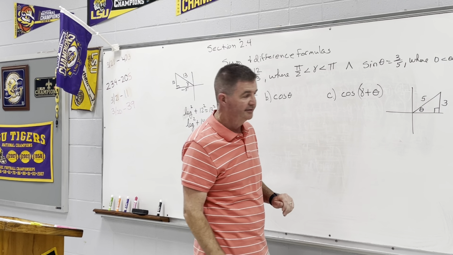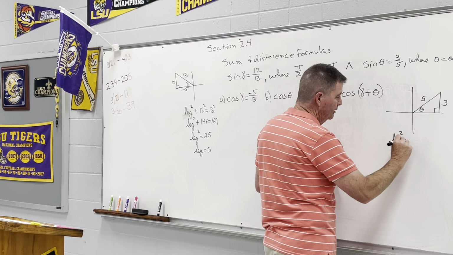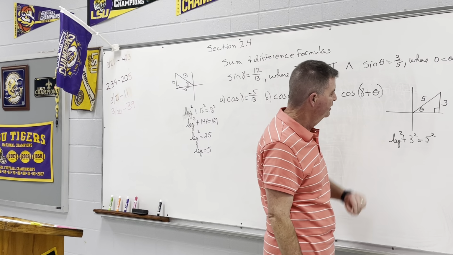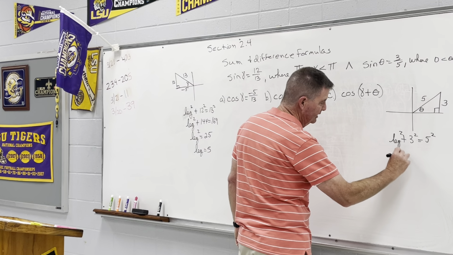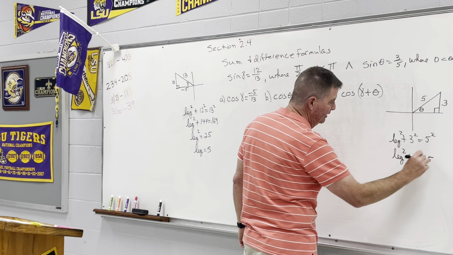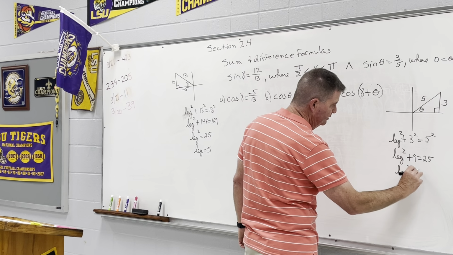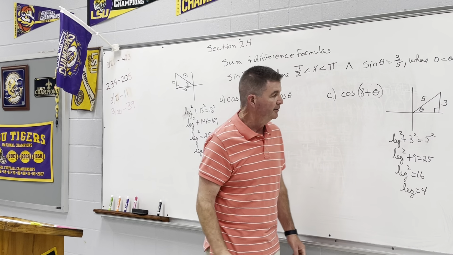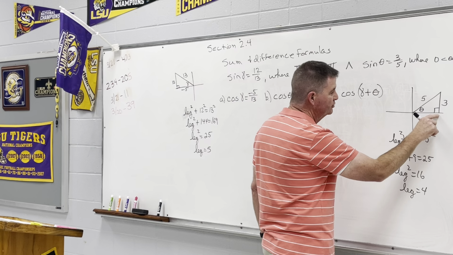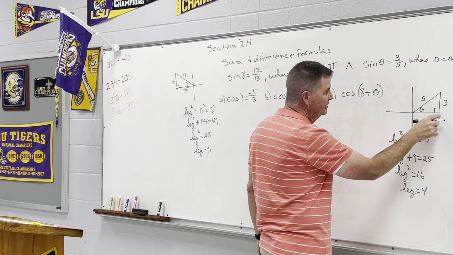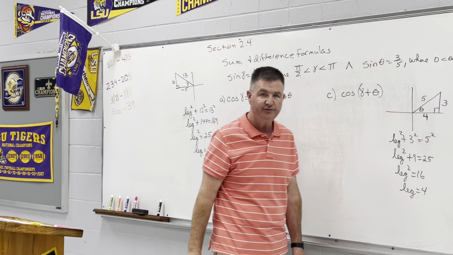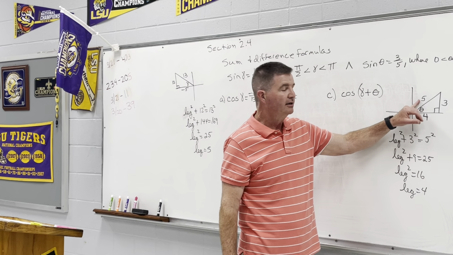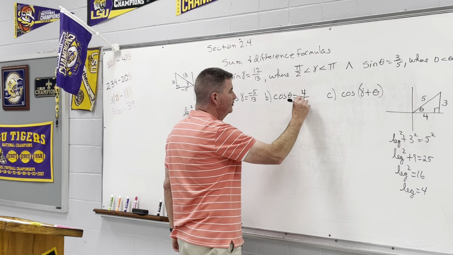Again, we use the Pythagorean theorem: leg squared plus 3 squared equals 5 squared. Leg squared plus leg squared equals hypotenuse squared, which gives us the leg squared plus 9 equals 25. Bring the 9 over, the leg squared equals 16. Take the square root of both sides, and the leg equals 4. We're in the first quadrant, where the x value is positive, so it's positive 4. Now we can find the cosine of theta. The cosine of theta is adjacent over hypotenuse, so the value is 4/5.